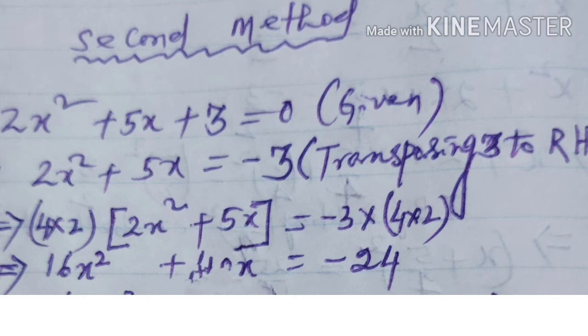Now, on multiplying 8 to both sides of the resulting equation, we have 8 × (2x² + 5x) equal to -3 × 8.